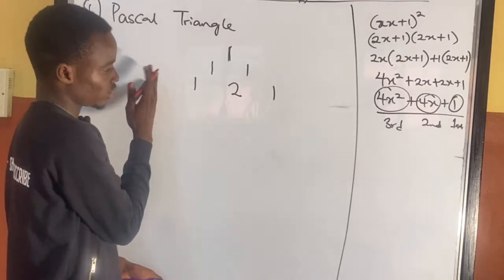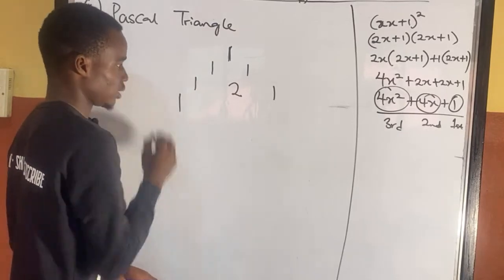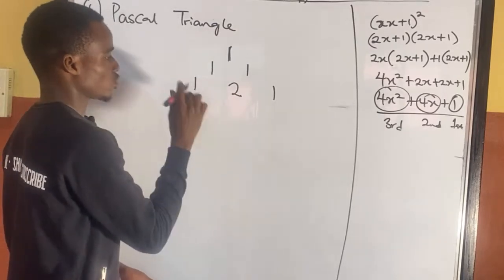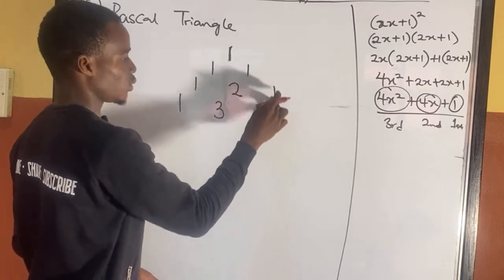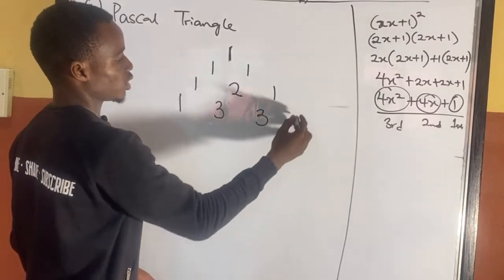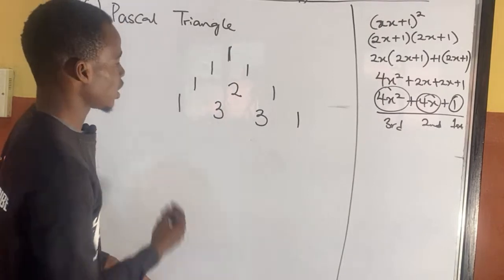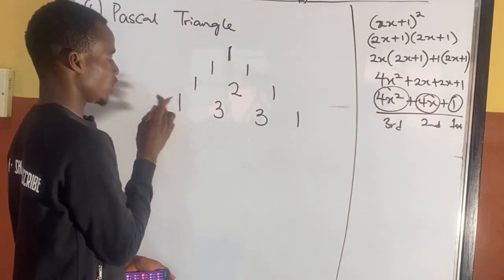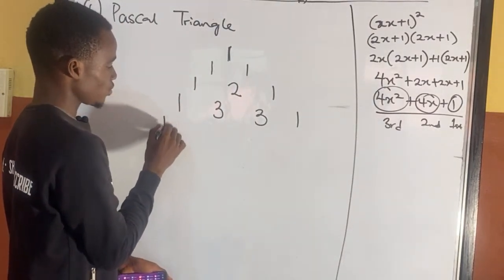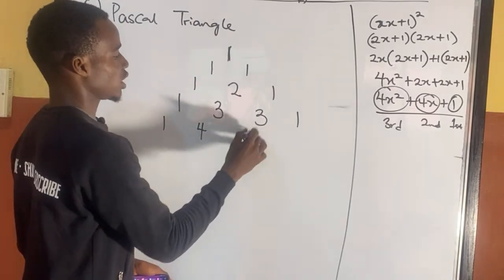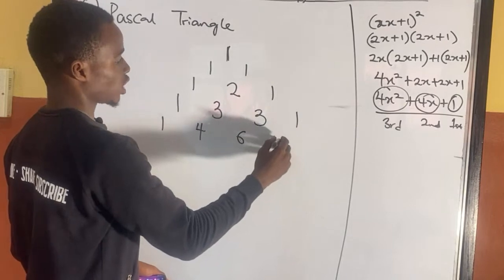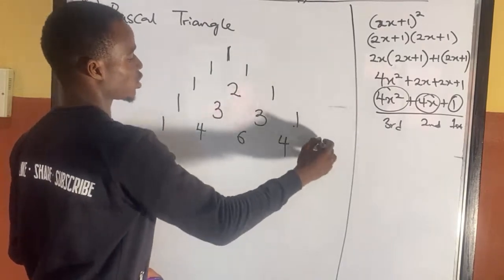This is empty now, meaning 0. 0 to a 1, it gives us 1. Add a 1 to a 2, it gives us 3. Add a 2 to a 1, it gives us 3. Add a 1 to a 0, empty space, it gives us 1. So we go on. Add a 1 to a 1, it gives us what? 1. Add a 1 to a 3, it gives us 4. Add a 3 to a 3, it gives us 6. Add a 3 to a 1, it gives us 4. Add a 1 to a 0, it gives us 1.